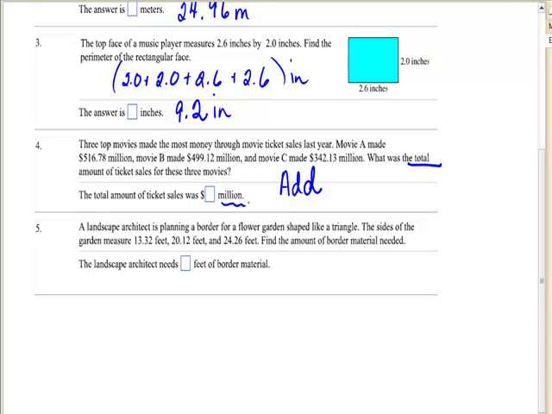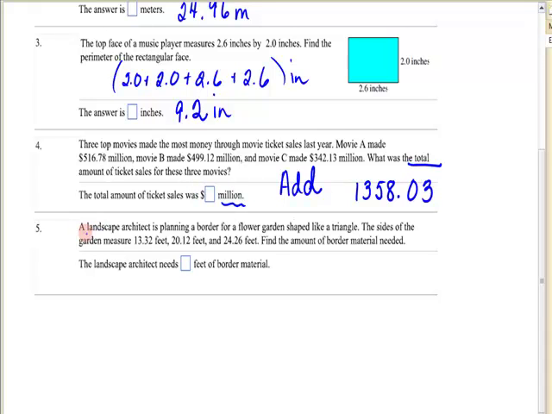So on my calculator, I put in 516.78 plus 499.12 plus 342.13. And I get that their total was $1,358.03 million. I don't have to write the million. I don't have to write the dollar sign because they're both included.